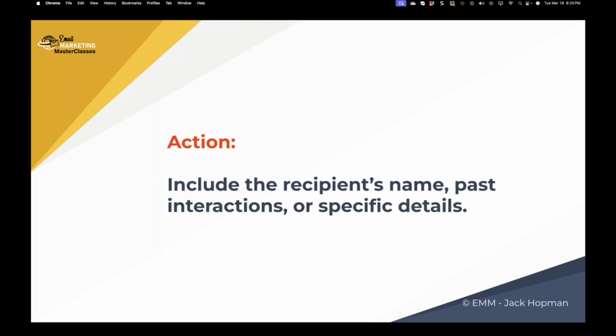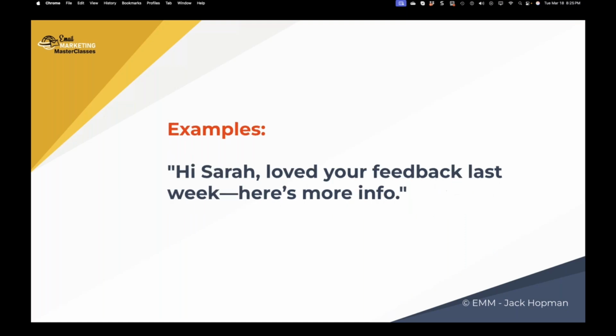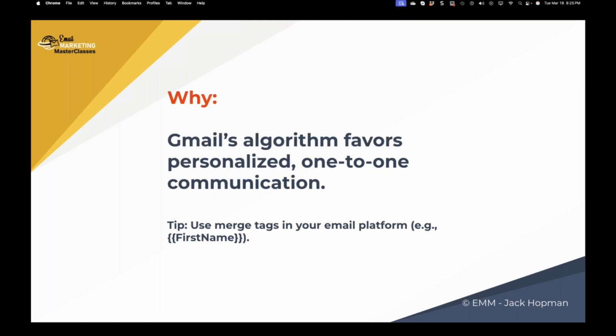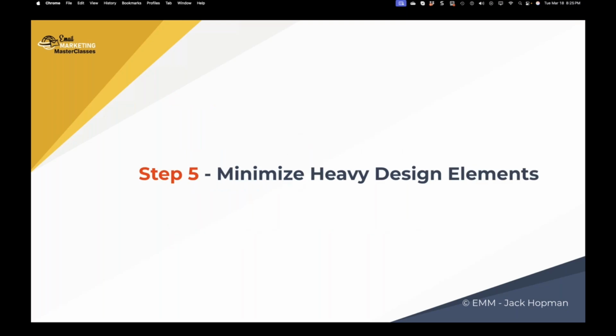Personalized email content: actually include the recipient's name, past interaction, or specific details. Past interaction, so the AI knows that you had already contact with whom you sent the email to. Sorry that I missed you, for example, or specific details: Hey Sarah, love your feedback last week, here's more info. Gmail's algorithm favors personalized one-to-one communication. So use merge tags in your email like first name, company name, city, niche, phone number.